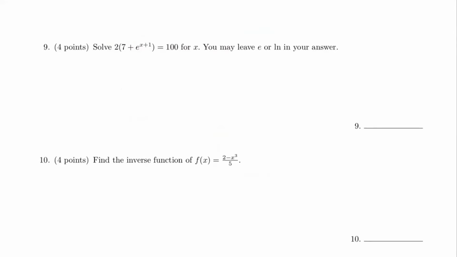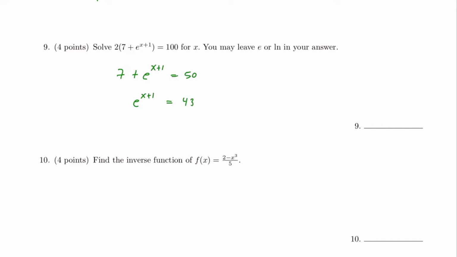All right, number 9. So for number 9, we're going to solve this equation. This is an exponential equation. All right, let's see how we can solve this. We're going to go ahead and try to isolate the exponential term. So first thing I'm going to do is divide both sides by 2. Once I have done that, I will have 7 on the left side plus e to the power of x plus 1, and 100 divided by 2 is 50. And now I go ahead and subtract 7 on both sides. So I will have e to the x plus 1 is equal to 50 minus 7. That will give you 43.